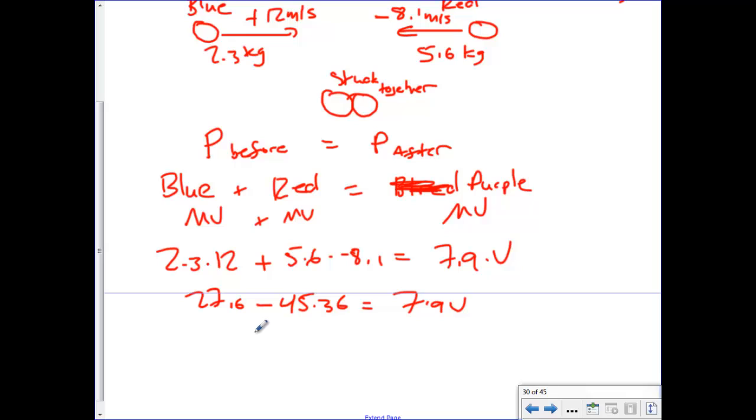Which one of these two things had more momentum then, the red one or the blue one? Yeah, the red one, right? Even though this one was going slower, it had enough of a mass that the red one actually had more momentum. Meaning the red one is going to win this collision. It's going to go backwards the other way. So 27.6 minus 45.36 divided by 7.9.